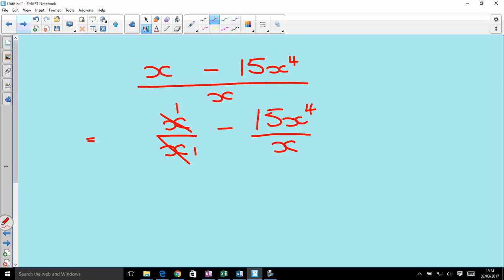And on the right hand side, x to the power of 4 divided by x is going to be x to the power of 3, isn't it? And the x on the bottom is gone. Right, so we're left on the left hand side with 1 divided by 1, which is 1, minus whatever's left on the right hand side, which I make 15x cubed over 1, which is 15x cubed. And we get an answer of 1 minus 15x cubed. And again, that's as far as we go.